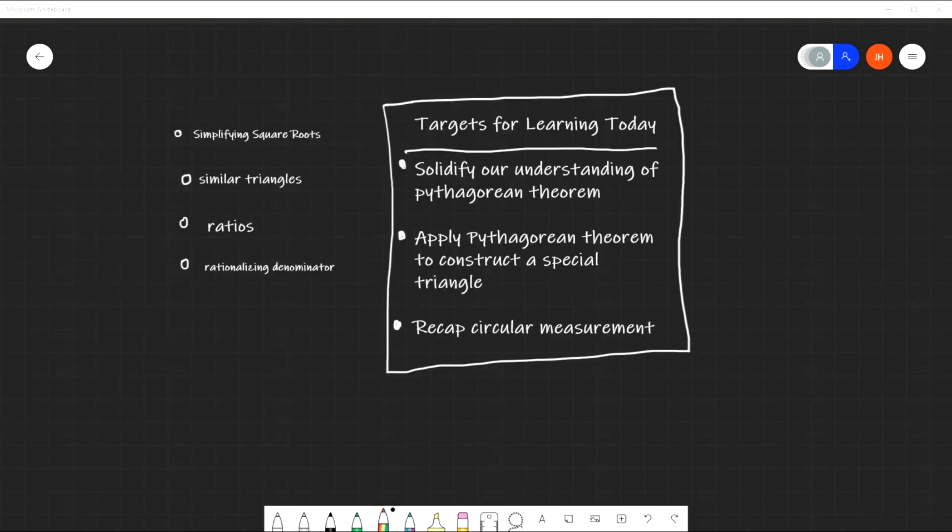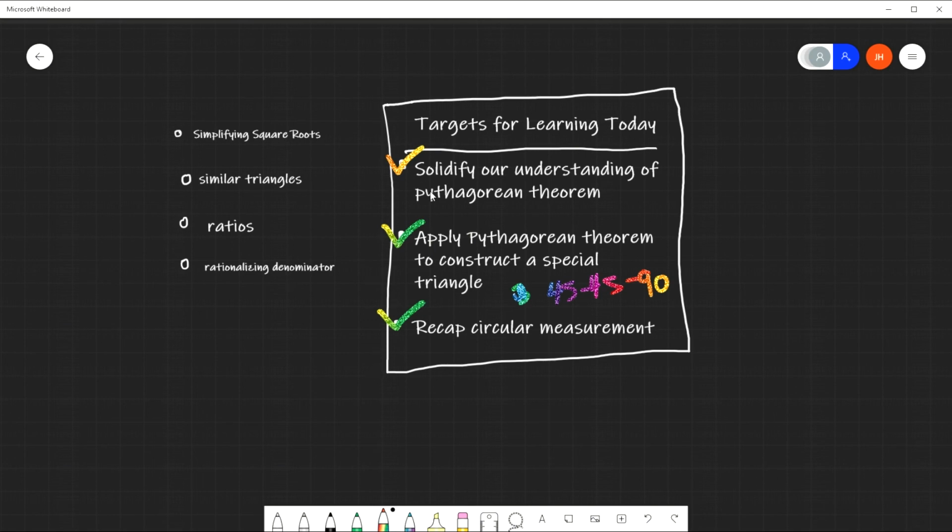All right, y'all. So just in conclusion, to recap, what did we learn today? We have solidified our understanding of the Pythagorean Theorem. Hopefully, we should be able to use the Pythagorean Theorem to solve for missing side lengths on any right triangle. We additionally applied the Pythagorean Theorem to construct a special triangle. That triangle was the 45, 45, 90 triangle. And we also recapped some things about circular measurement.